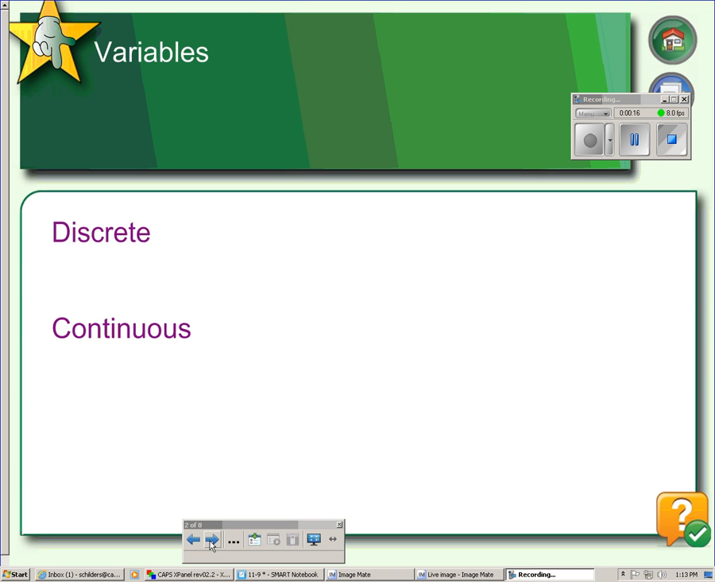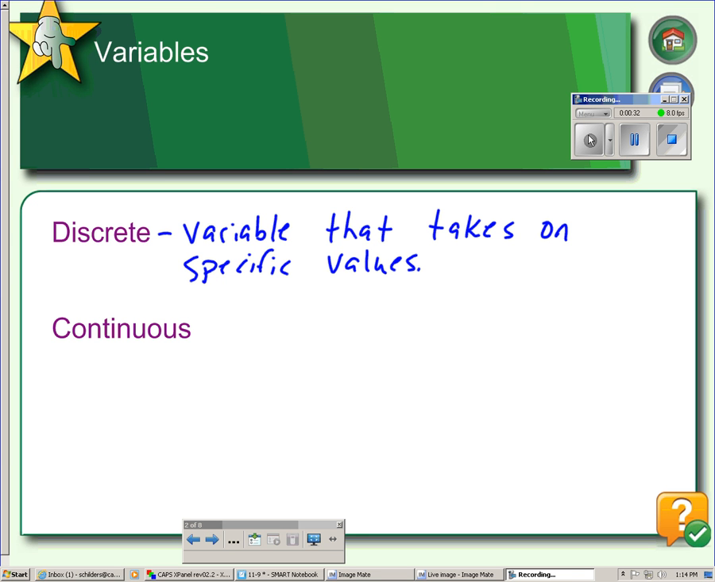There are two types of variables, the discrete and the continuous variable. The discrete variable is a variable that takes on specific values. For example, if you flipped a coin 10 times, you could ask how many times we would get 3 heads, and you get a specific value. If you flip a coin 10 times, you can only get heads a certain number of times. You can't get 3.5 heads or 3.6 heads on flipping a coin. So that's a discrete variable.